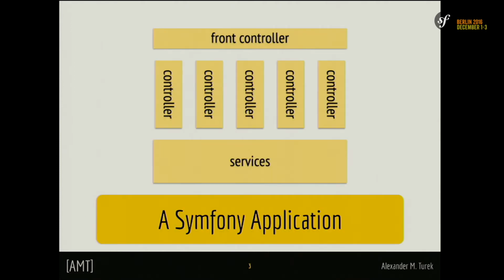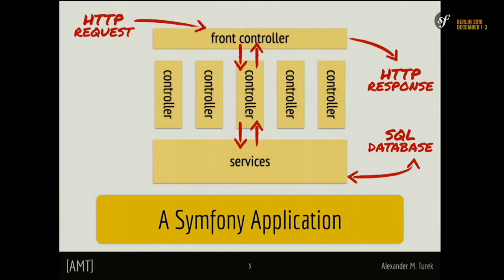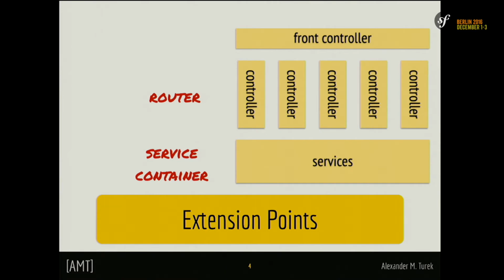So if we take a typical Symfony application, then it probably somehow looks like this. I have a front controller, a couple of controllers below that, a service layer, and then there's an HTTP request coming in. It's delegated to a controller. This controller uses a couple of services, and one of the services, for instance, might be an SQL database. And then eventually an HTTP response is getting sent back to the client. So I basically have 2 extension points here. I have on the one hand the router where I can simply insert new routes to my application, and I have a service container where I can add more functionality that can be shared among multiple controllers.